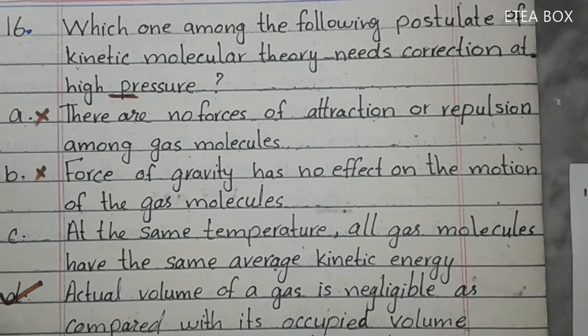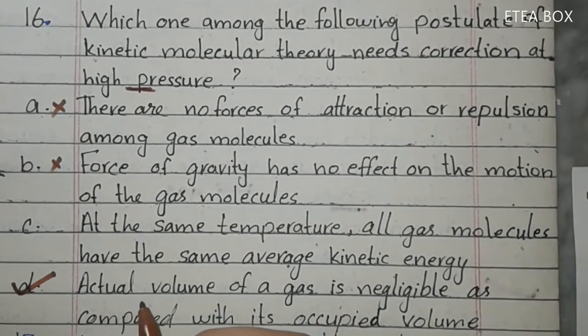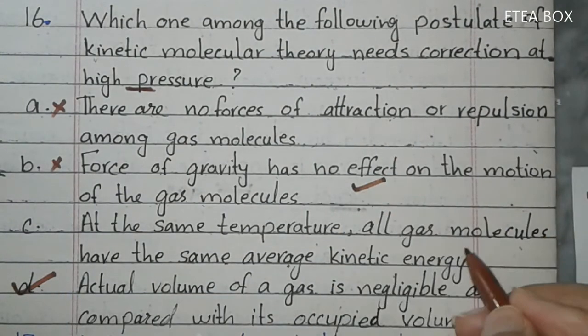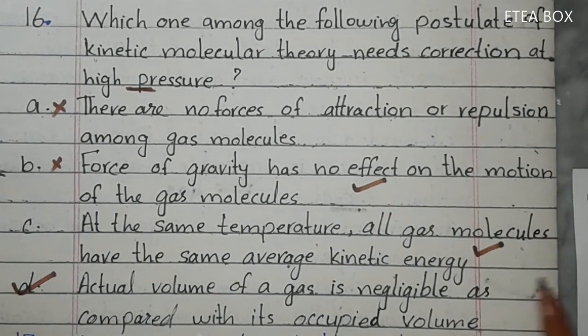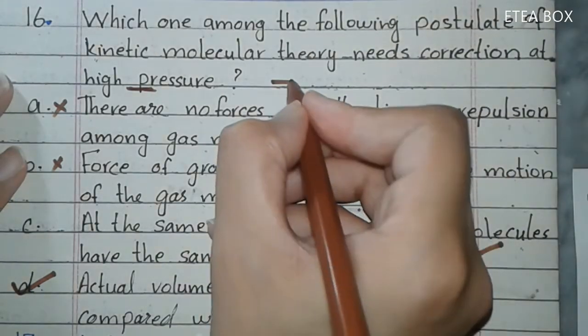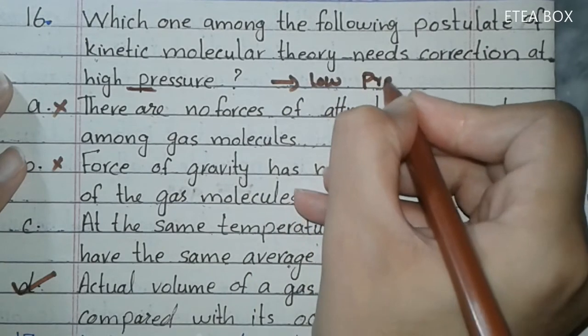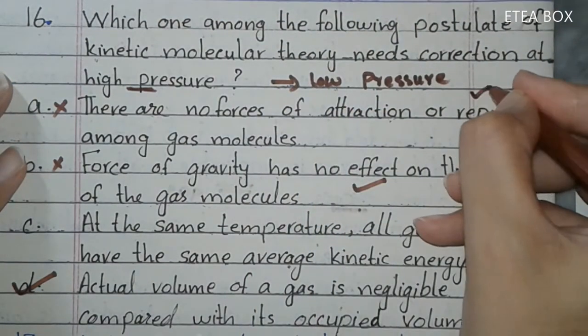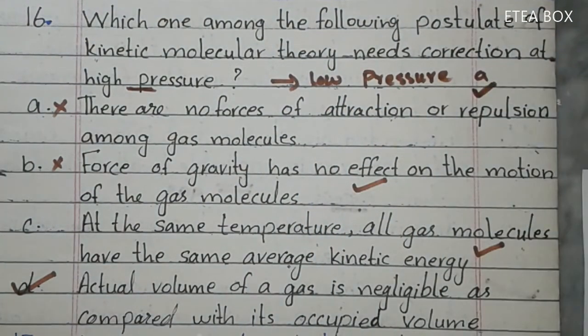Now look at this. This one is suitable for high pressure correction, and this one and this one do not need correction. Only this one needs correction: option D. At high pressure, option D needs correction. If there was low pressure, then option A would be correct. Option A would be correct for low pressure.